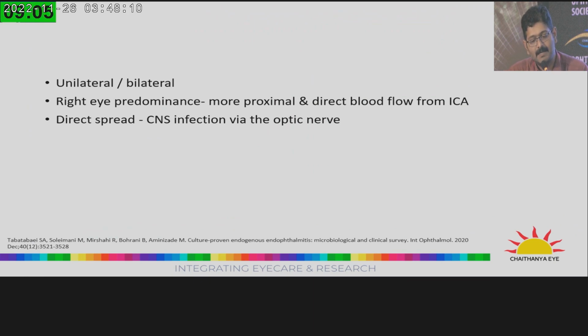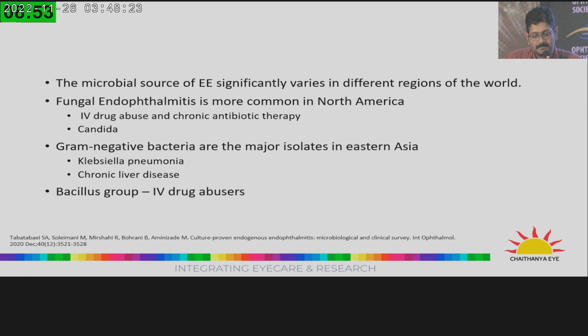Now, it can be unilateral or bilateral. Many studies have said there is a right eye predominance because of a more proximal and direct blood flow from the internal carotid artery. It can also spread directly from the CNS via the optic nerve.